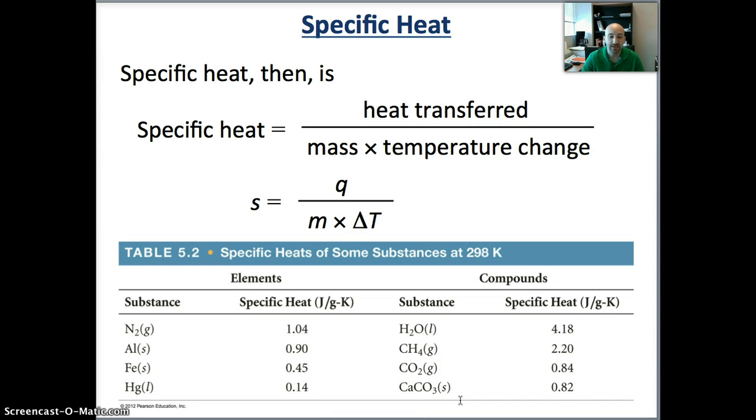Well, the specific heat value can be determined experimentally by measuring the temperature change that a known mass undergoes when it gains or loses a specific quantity of heat. And this S, which is really big C, little s, the specific heat, is equal to the heat transferred divided by the mass of the sample times the change in temperature. And some specific heats are given to you down here at the bottom.